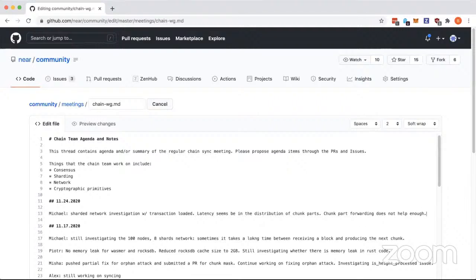I see. Okay, so there is basically not really a bottleneck in the processing of either chunk parts or applying blocks or other parts of this process.